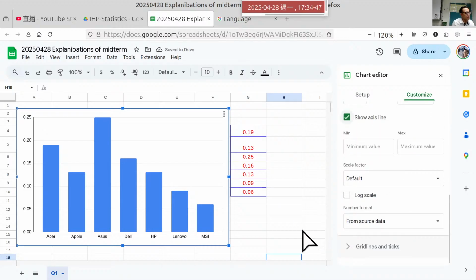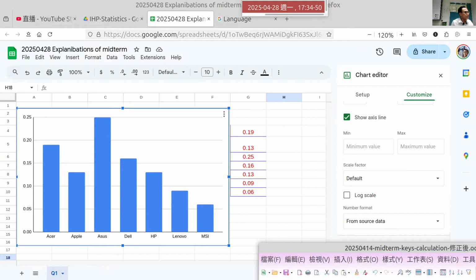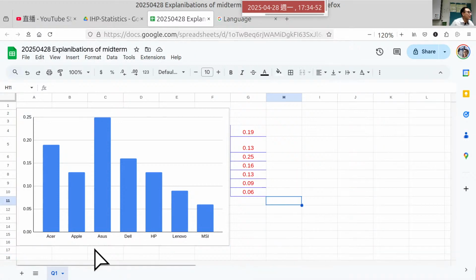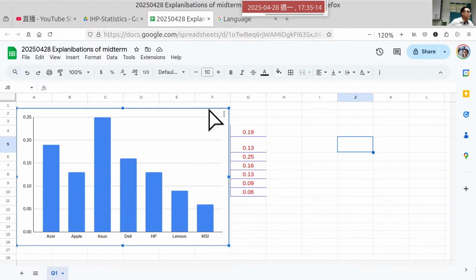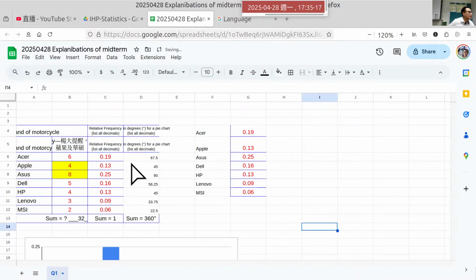Oh, sorry. I use that one from here. Okay. Let me explain. For the x-axis you can write the brand name of laptop here, and the y-axis the frequency, relative frequency here. Okay, and the title is the title of this figure. That is a survey of laptop brand used by college students. Okay, this one. And next question.